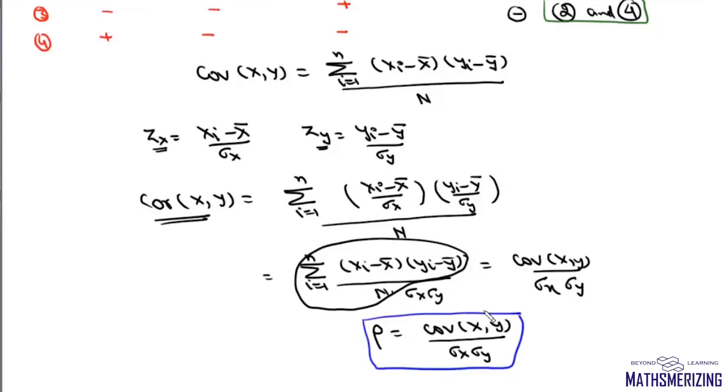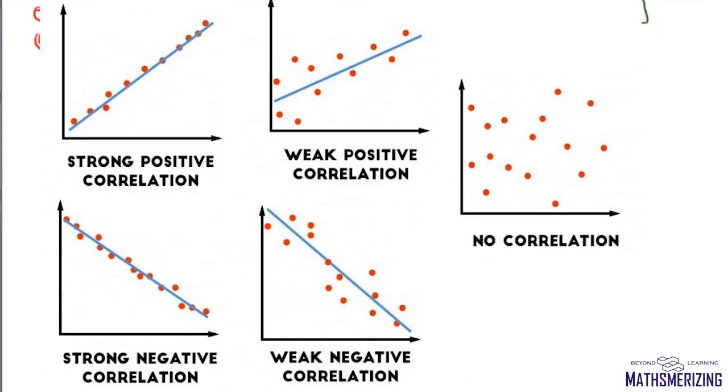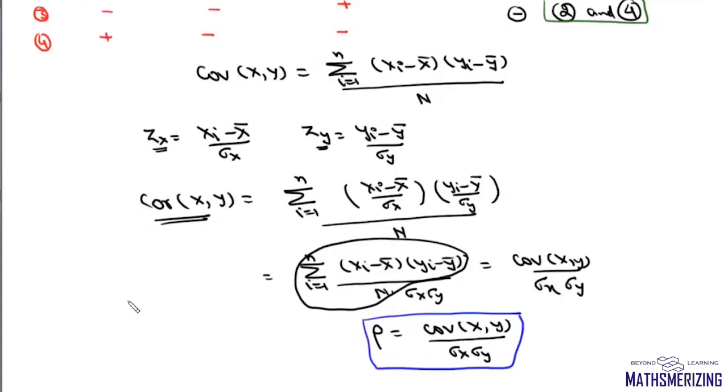Now this coefficient of correlation not only tells us the direction of linear relationship, it also tells us the strength of linear relationship. This value of rho lies between -1 and +1. If rho is 1, that means the direction is positive and they are strongly positively correlated. And if rho is -1, then there is a strong negative linear correlation between the variables.